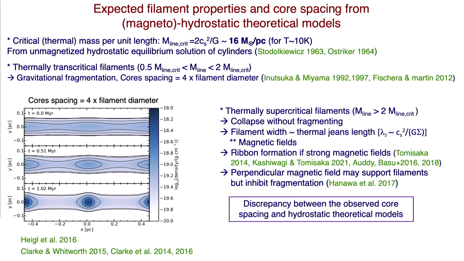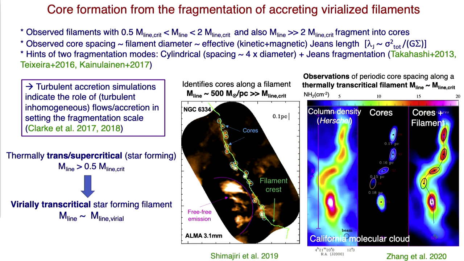So if magnetic fields are included, these properties change a little bit, but overall, as I will show in the next slide, there is a discrepancy between what these theoretical models of isolated filaments suggest for the filament properties and what observations show. Observations show that filaments that have a line mass of the order of the critical value indeed fragment and form stars, but also that filaments that have a line mass much larger than this critical value also fragment to form stars. Here you can see some examples of the observations. And the observed core spacing is not equal to 4 times the diameter, but is more equal to the filament diameter, which is also equal to the virial Jeans length.